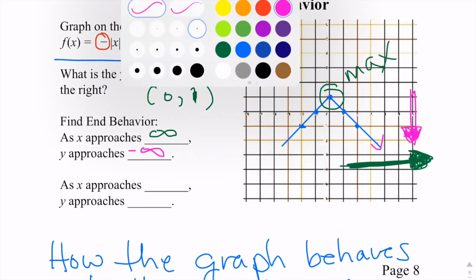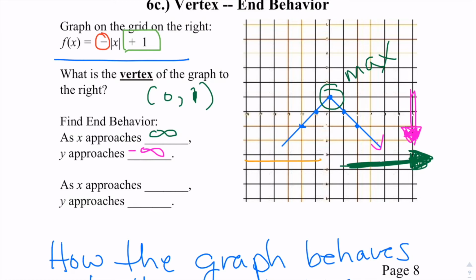And then over here, we can look and we can see as x is approaching negative infinity or getting smaller, our y values are also getting smaller. So here at this end, as x is going to the left, y is still going down, so that's also negative infinity. So our end behavior on this graph is as x approaches infinity, y approaches negative infinity, and as x approaches negative infinity, y also approaches negative infinity.